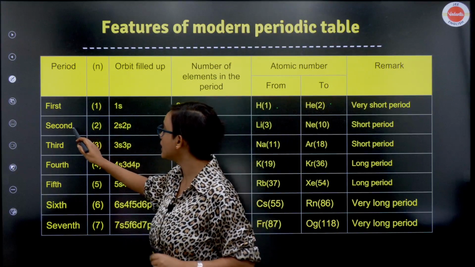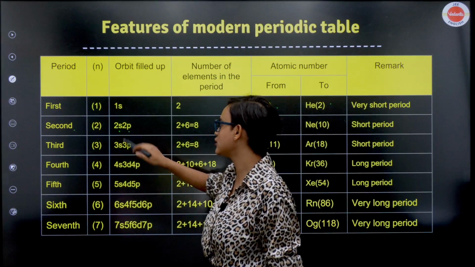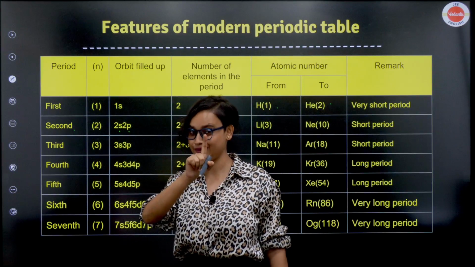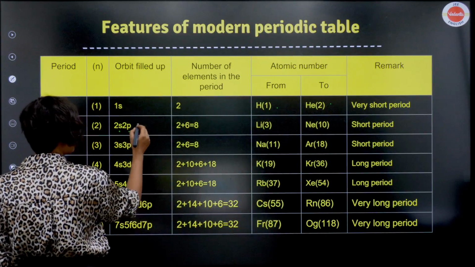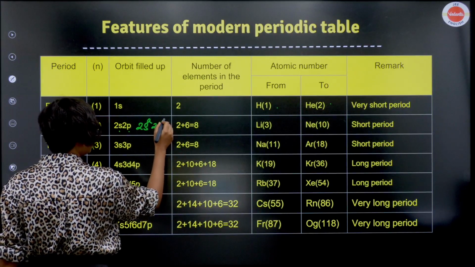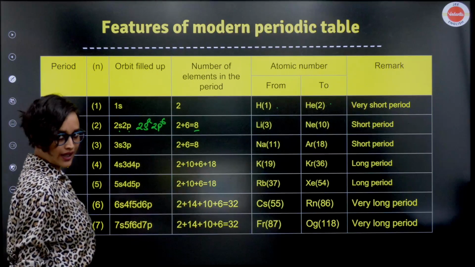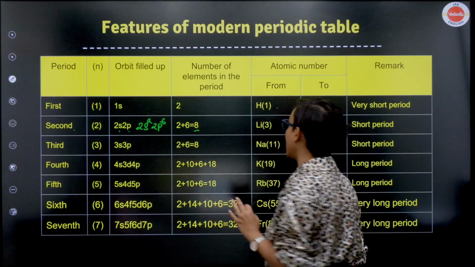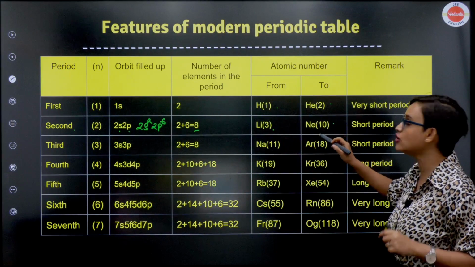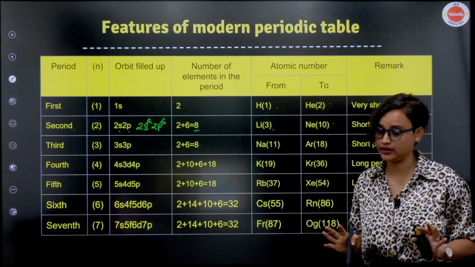Then we come to the second period where n is equal to 2 and the orbitals that are being filled up here are 2s and 2p. So the number of elements in the period is, take a look at it. 2s and 2p, how do you write the electronic configuration? You write it as 2s2 and 2p6, right? So 6 plus 2 is 8. So the number of elements in this period is 8. It starts from lithium, whose atomic number is 3, and ends at neon, which has an atomic number of 10. This is a short period, right?